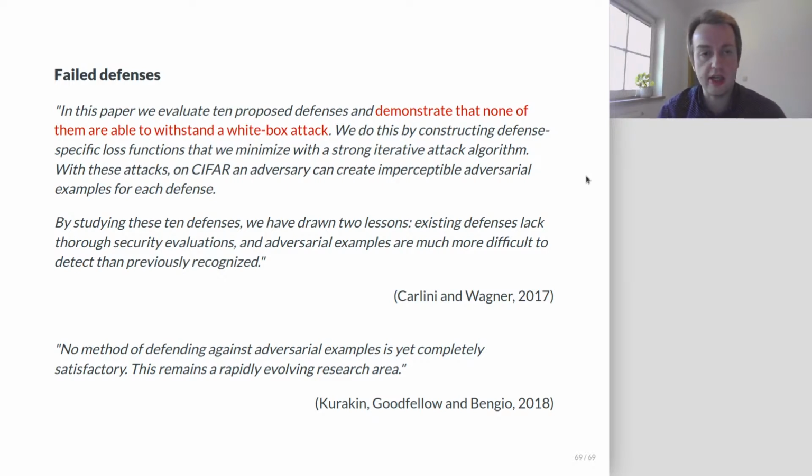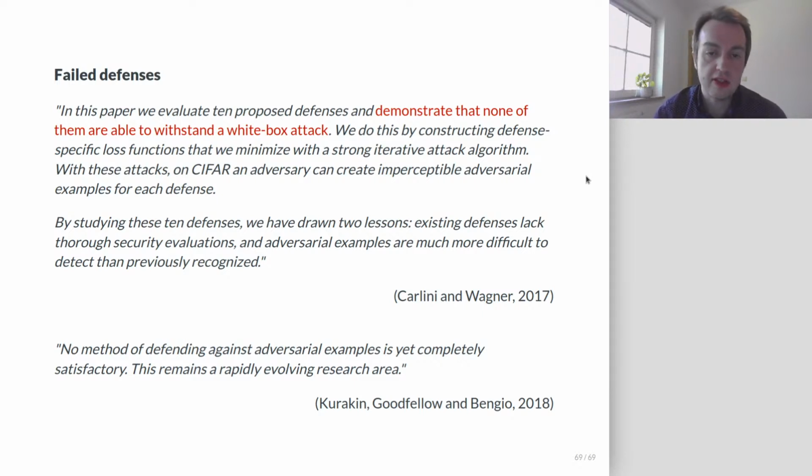And so after the challenge, they wrote a paper to summarize the solutions and then to try to get some more general conclusions. And one of them is as follows. "In this paper, we evaluate 10 proposed defenses and demonstrate that none of them are able to withstand a white-box attack. And we do this by constructing defense-specific loss functions that we minimize with a strong iterative attack algorithm. And with this attack, on CIFAR, an adversary can create imperceptible adversarial examples for each defense.